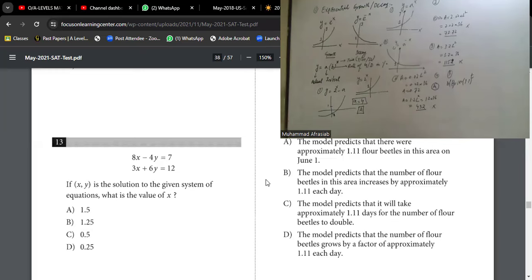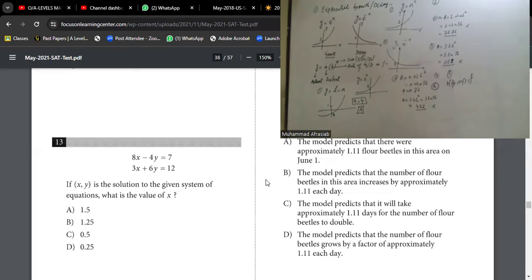Part B, the model predicts that the number of the floor beaters in this area is increasing by approximately 1.1 each day. So this is also wrong, as they are asking about just after the 1st June of that year. Part C, the model predicts that it will take approximately 1.1 days for the number of floor beaters to double. This is wrong because they are not being doubled, their time is not mentioned.